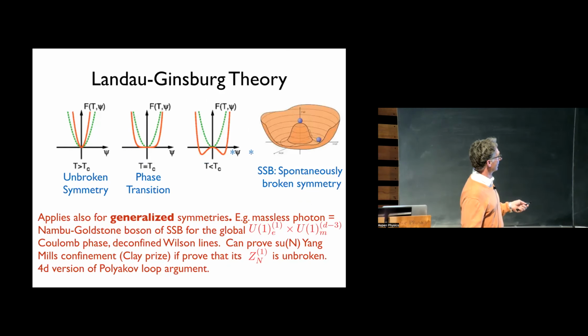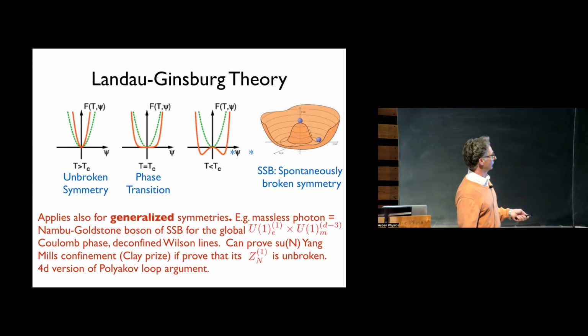Okay, so this is a picture of the different phases. In the unbroken phase, the order parameter for breaking the symmetry is at the origin, so the symmetry is unbroken. And there could be a phase transition, and then there could be a phase where the symmetry is broken, and the order parameter is away from the origin. And this also happens for continuous symmetries, like in this Mexican hat potential. And in this case, we call this spontaneous symmetry breaking.